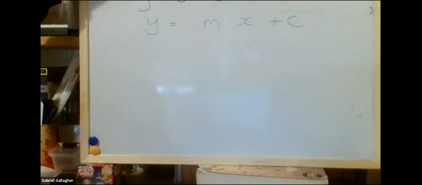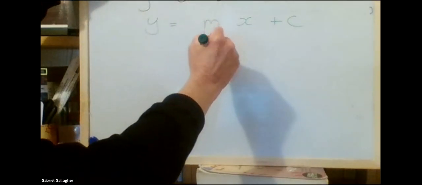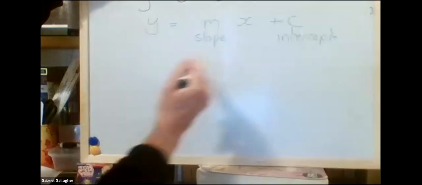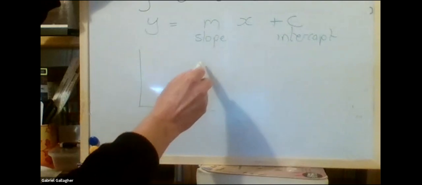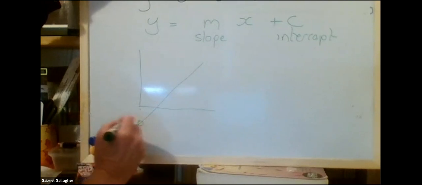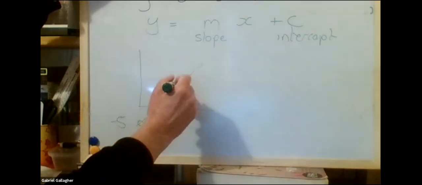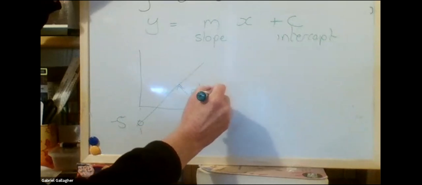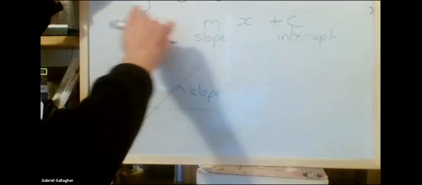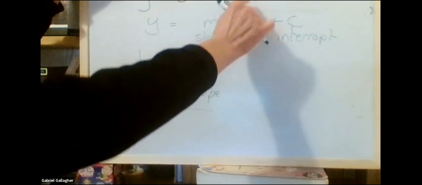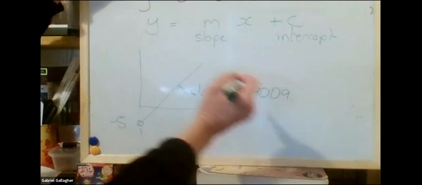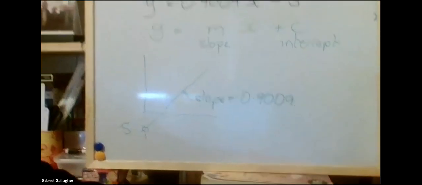Now, what are these things? M stands for the slope of the line, and C is the intercept. So you saw the way the line worked. It was basically a line like that. The intercept is this point here. So that's about -5. And the slope of this line, if you compare, is the number before the x. So whenever you see this written out in this form, that number before the x is the slope. So the slope of that line I now know is 0.9009.